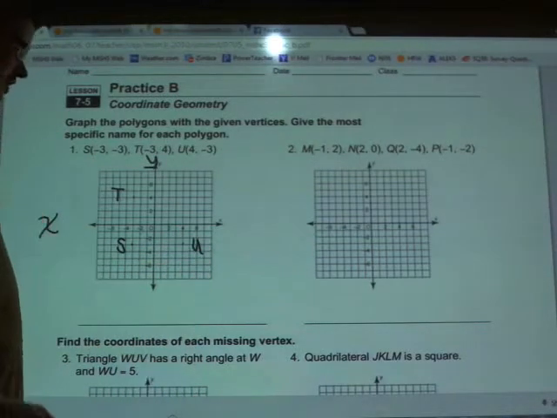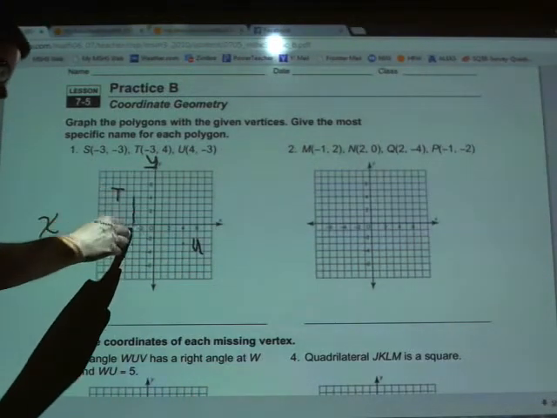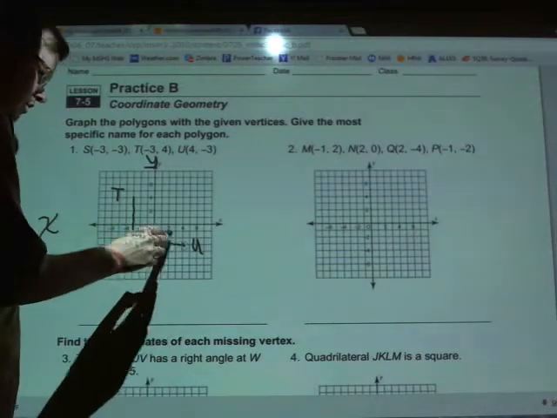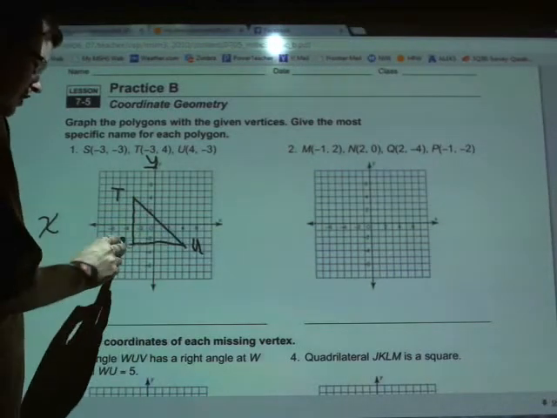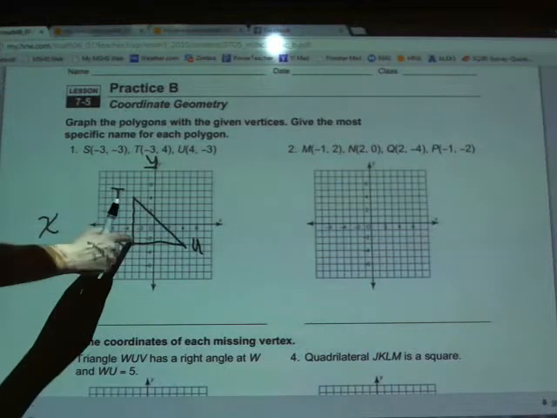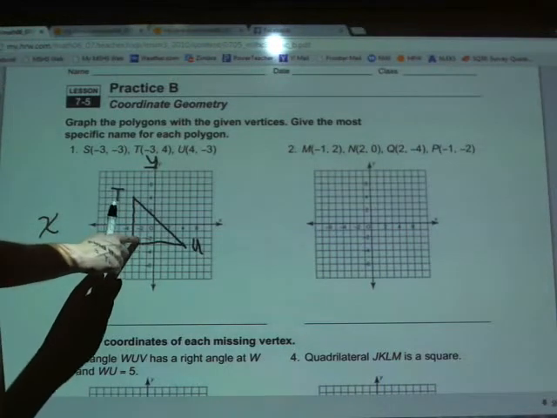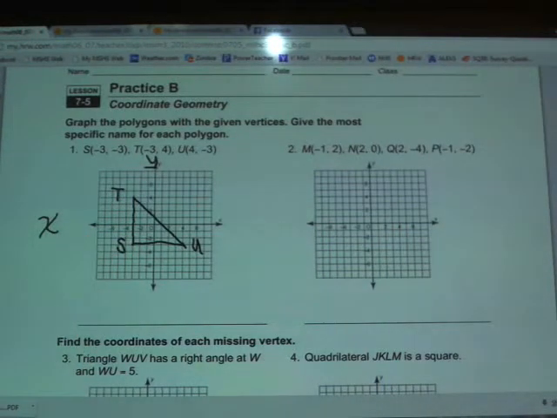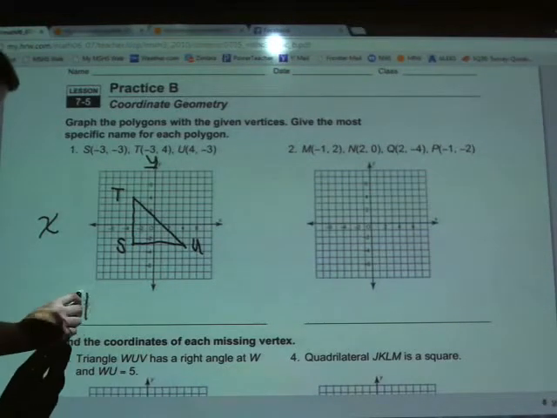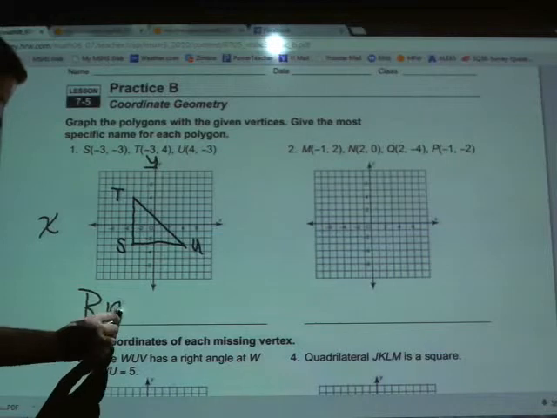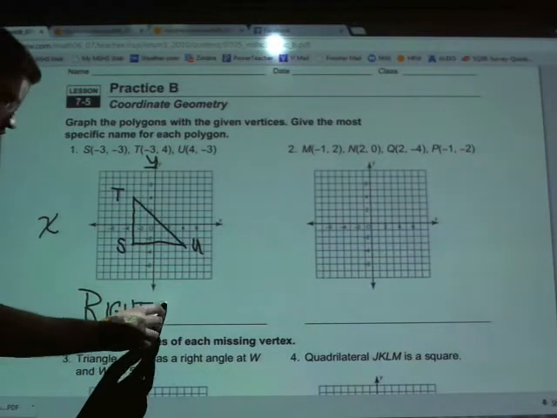And now that I've graphed all the points, I'm going to connect them, and fairly obviously what we've generated here is a triangle, and it's not just any triangle, because we can see in this lower left corner here, it's even marked by the coordinate grid, that happens to be a right angle. So what we end up with here as an answer to the question is a right triangle.